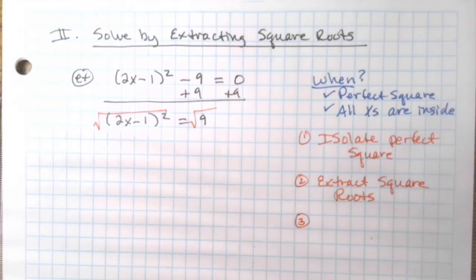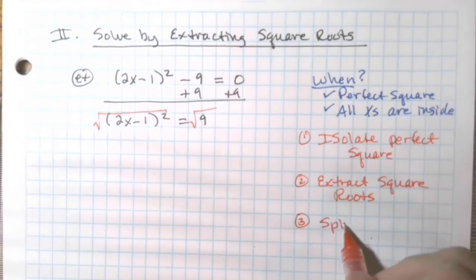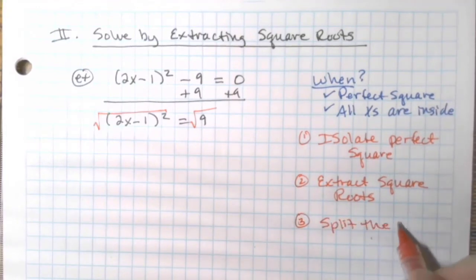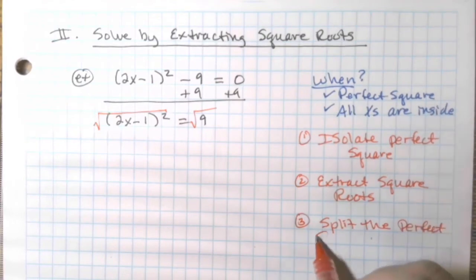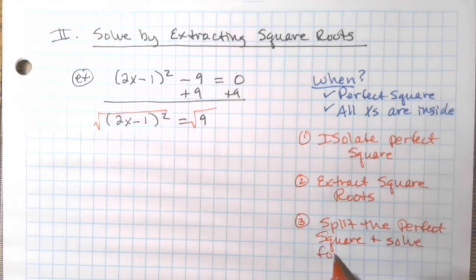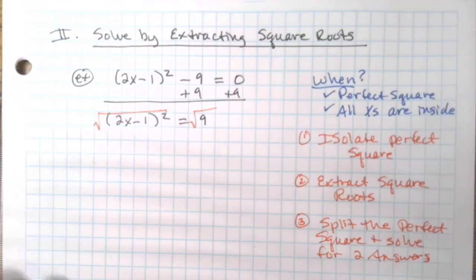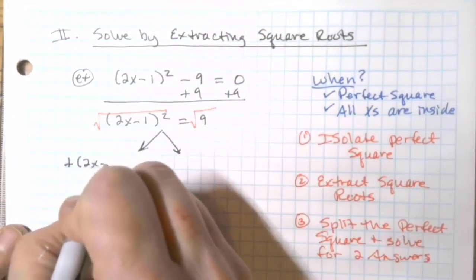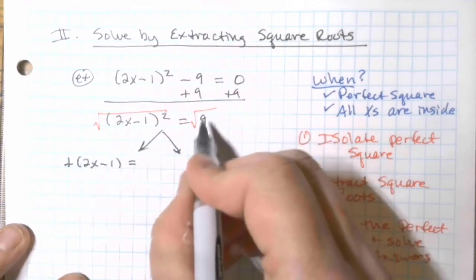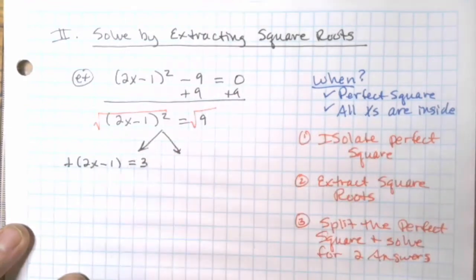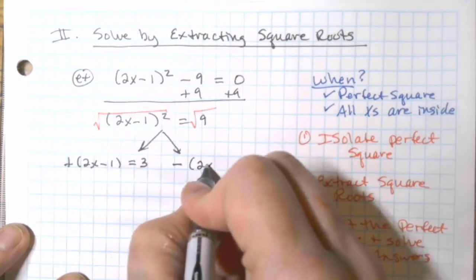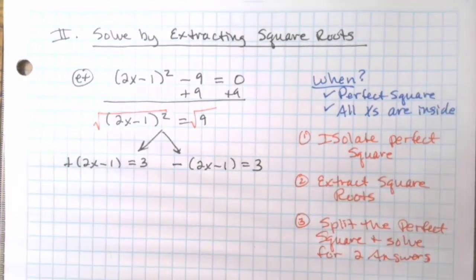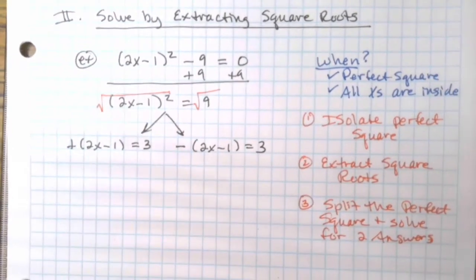Okay, third step in the process, you're going to split the perfect square and solve for 2 answers. All right, so this is where we're going to split. So I have a positive 2x minus 1 equals, and of course the square root of 9 is 3, so we'll just go ahead and do that. And then a negative 2x minus 1 equals 3. And we should get an answer out of both of those.